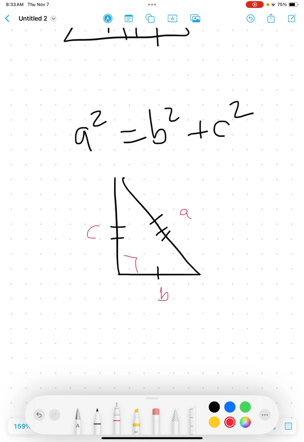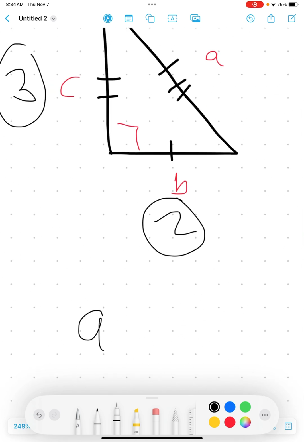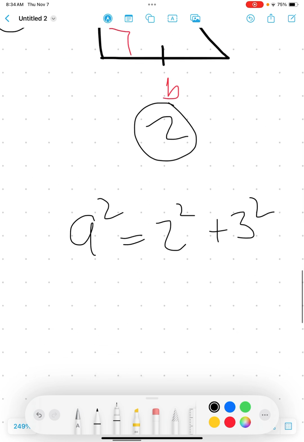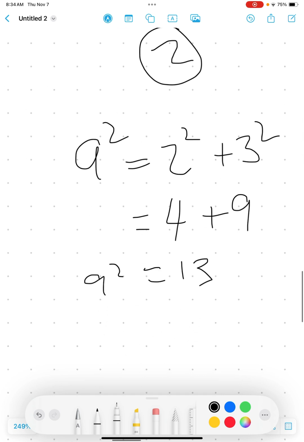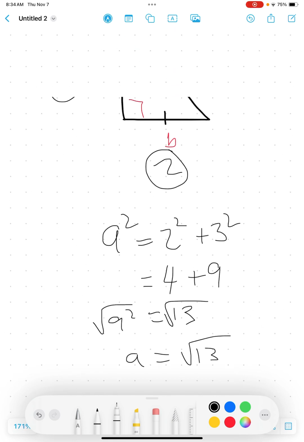So in this case, if you have, let's say, 2 is how long this is, and 3 is how long this is, then we're going to say that A squared equals 2 squared plus 3 squared, okay? 2 squared is equal to 4, and 9 is 3 squared. So to add those two together, we get 13, and that's what A squared is. So if we want to get the 13 by itself, we need to do the square root of both sides. So A equals root 13. That's how long that side is, okay?